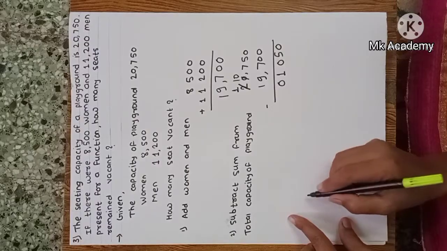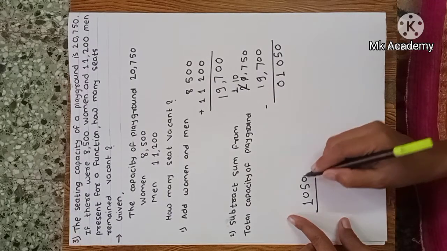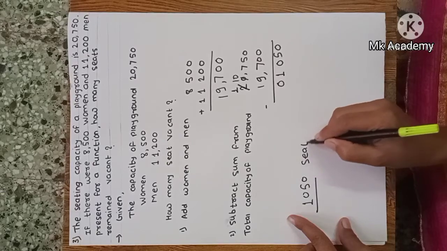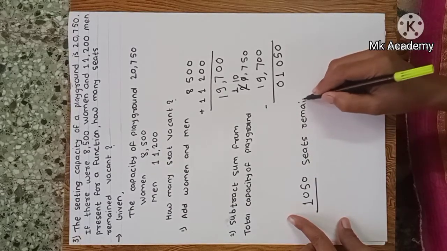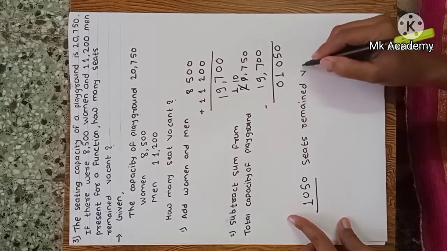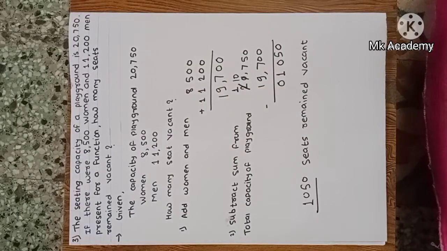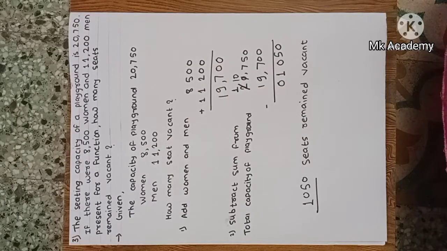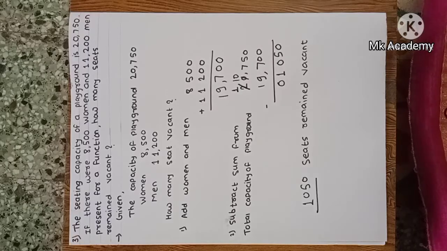This means 1,050 seats remain vacant. Understood? 1,050 seats remain vacant. Now see the next example.